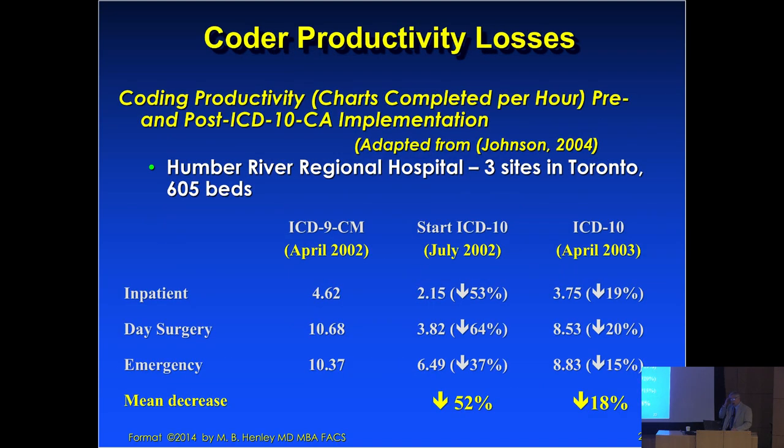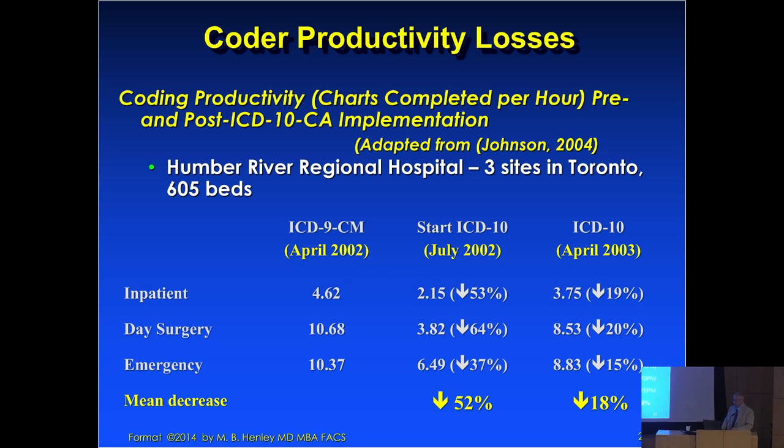So if we look at just coders' productivity losses, ICD-10 was implemented in Canada in a rolling schedule from 2001 to 2005. The eastern provinces started first, and just before implementation, you can see this three hospital system in Toronto, the Humber River Hospital, looked at their coder productivity. The first column at the left was right before implementation, May 1st, and you can see coders who often will put anywhere from 10 to 30 different ICD codes with a given hospital discharge were able to code about 4.62 charts per hour. Day surgery, 10.68, and emergency room, 10.37. They're not as complex as inpatient admissions.